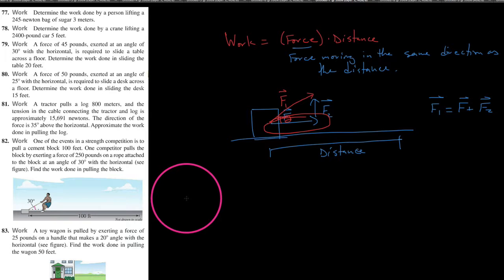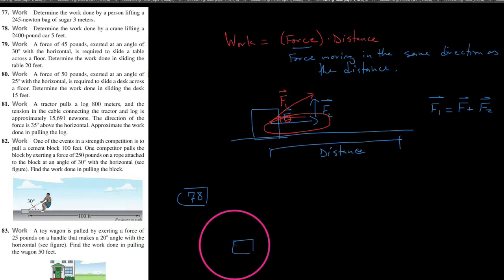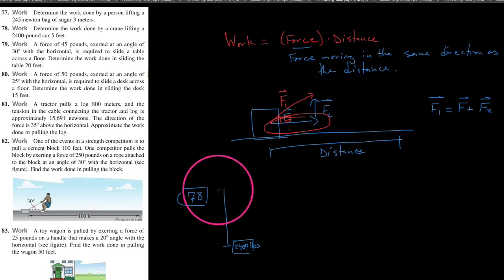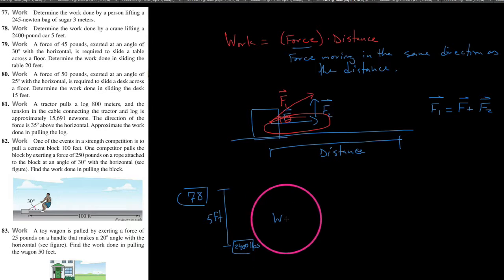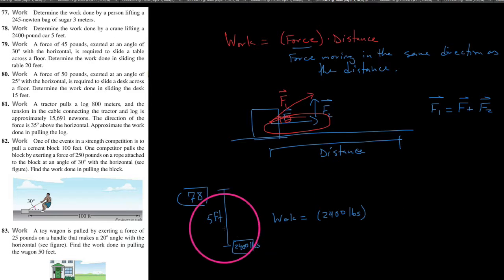So with respect to the problems that I'll have you look at with me, let's take a look really quickly at 78. 78 says determine the amount of work done by a crane lifting a 2,400-pound car 5 feet. Well, here's the deal. This is our 2,400-pound car, it's kind of this vector right here, and we're lifting it 5 feet. And so if I'm lifting this a distance of 5 feet, and the force vector is 2,400 pounds, then really all I'm going to do is say that the amount of work I'm doing is equal to the 2,400 pounds, which is the amount of force going in the same direction as the distance, times 5 feet.